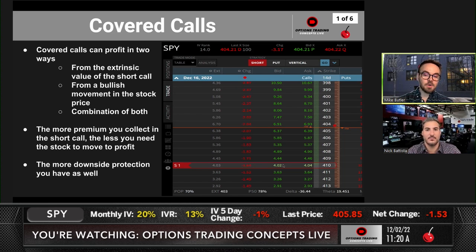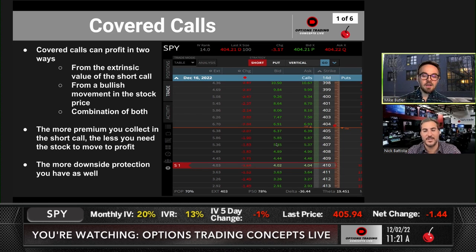You collect $4, the stock goes down 3, you would still make $100 in this scenario if this option were to expire worthless. So, of course, if you have $8 or $10 or $12 in premium, you can allow the stock to go against you by more of a degree and still be profitable. So that's why we like to collect a decent amount of premium. We like selling premium in high implied volatility products because all of those things exist. The more premium you collect, the more the stock can move against you and you can still be profitable.